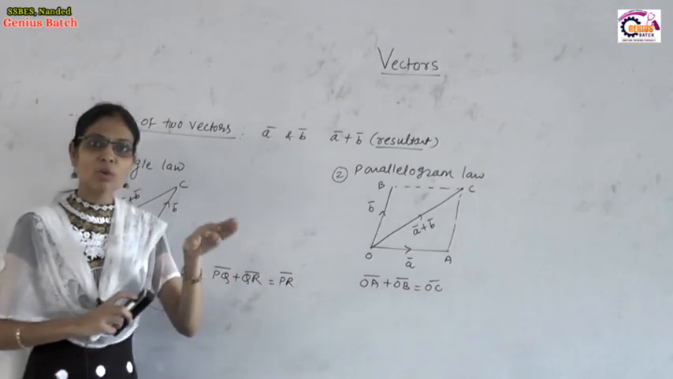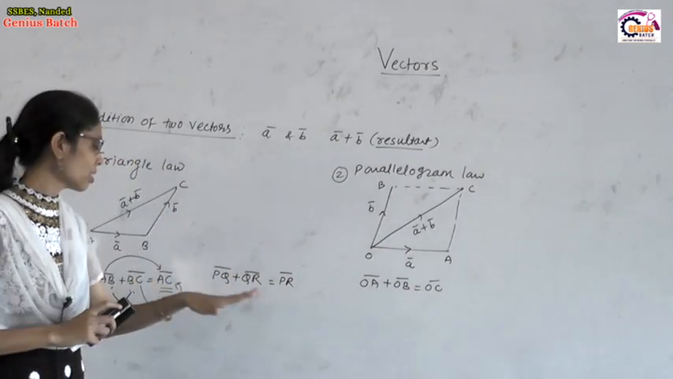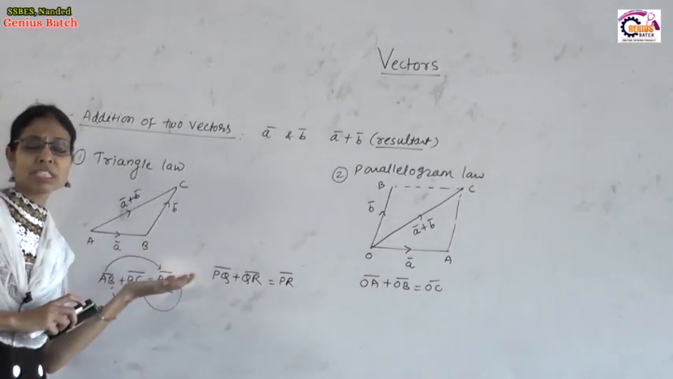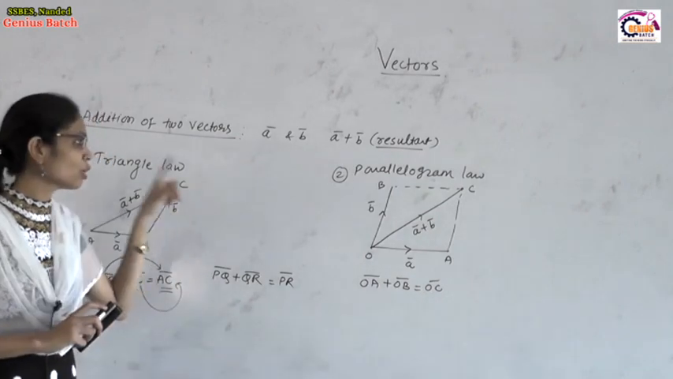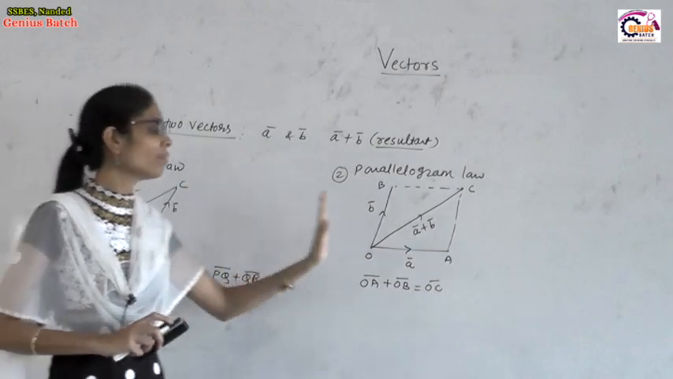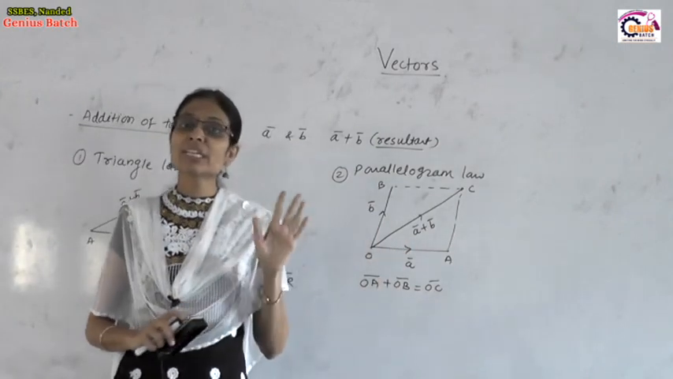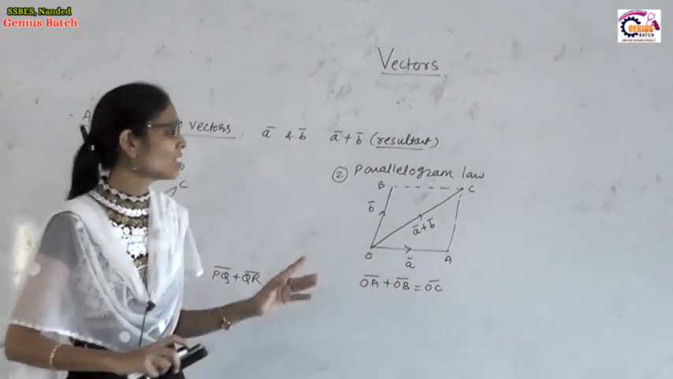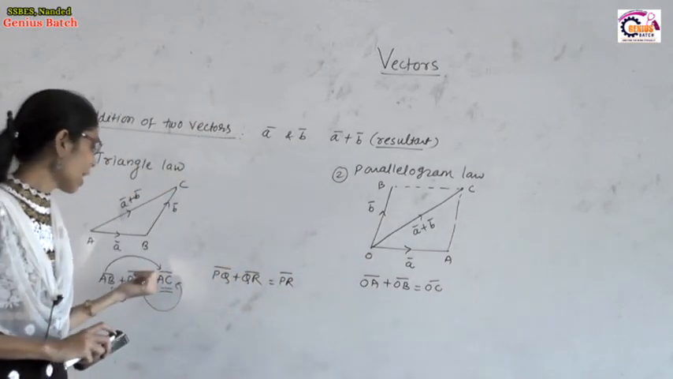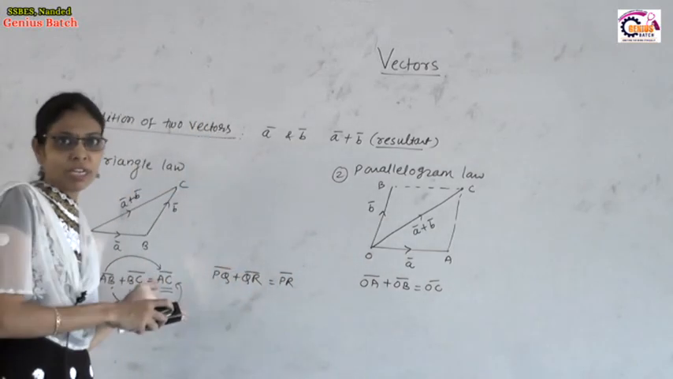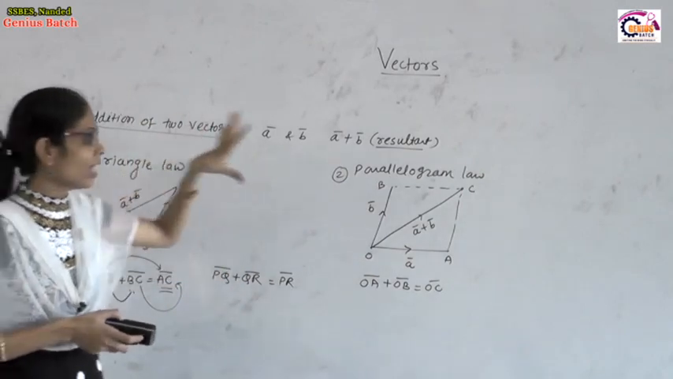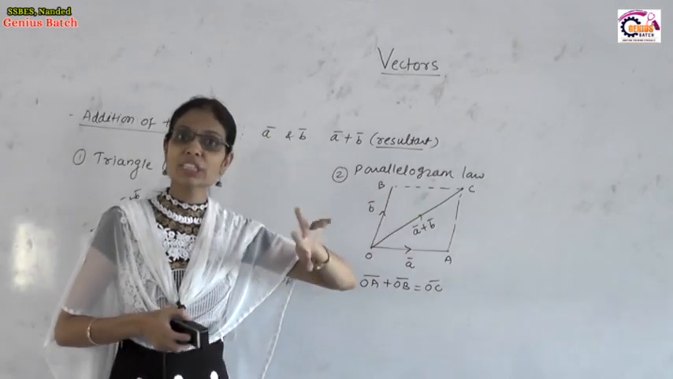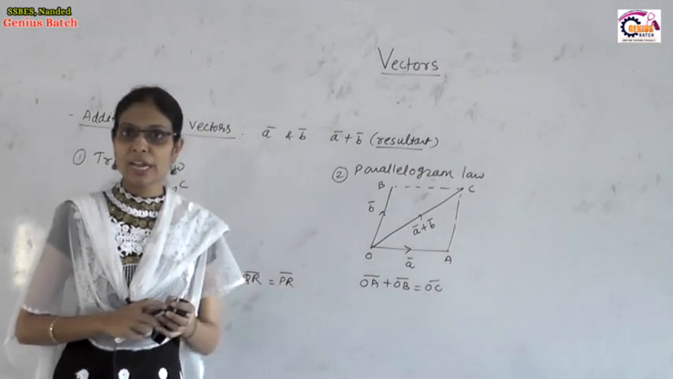So whenever you are adding two vectors such that the terminal point of the first vector is the initial point of the second vector, use the triangle law. And whenever you are adding two co-initial vectors, you have to use the parallelogram law.